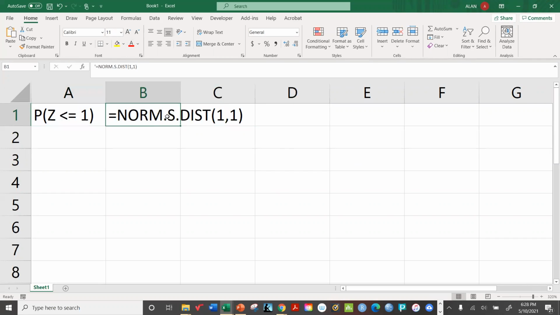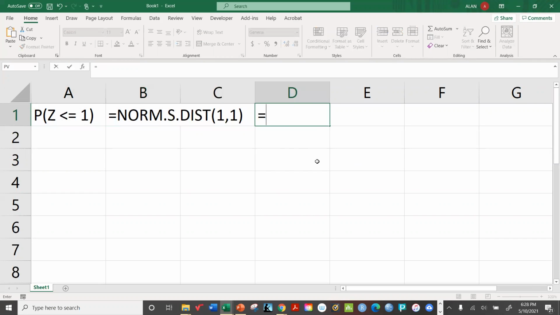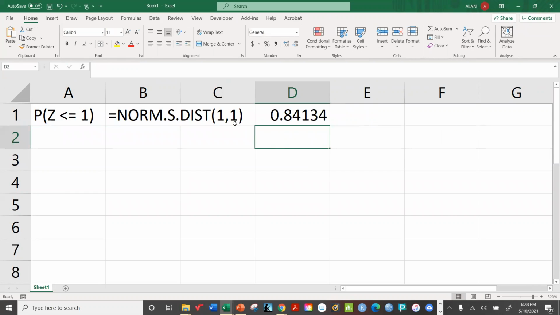I didn't realize it was going to do that. All right. Okay, so actually, you know what I'm going to do? Let me get rid of that 1 and the 1.